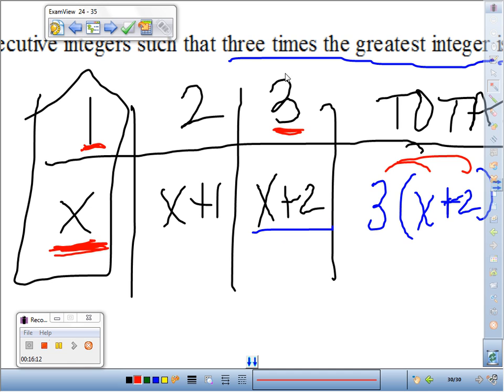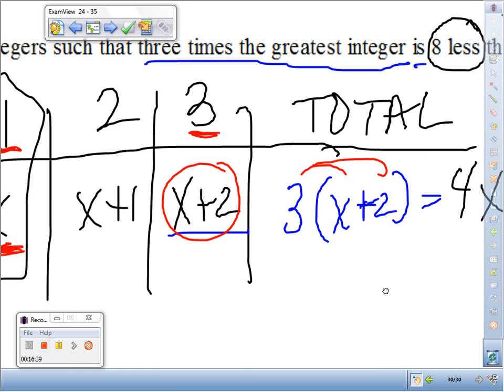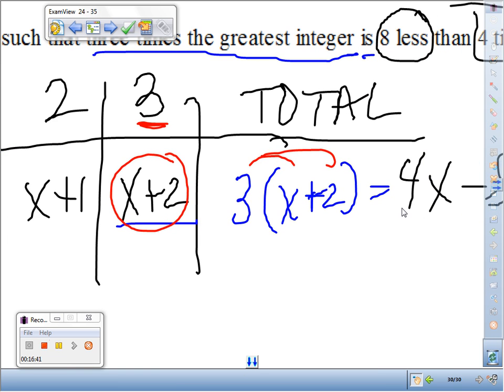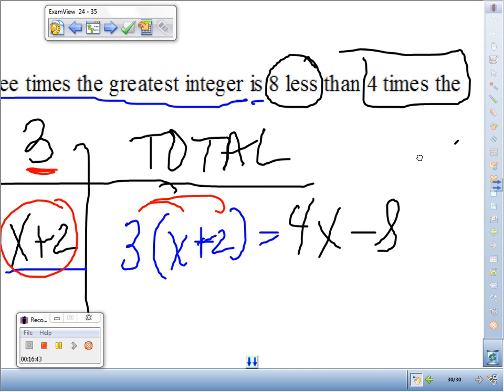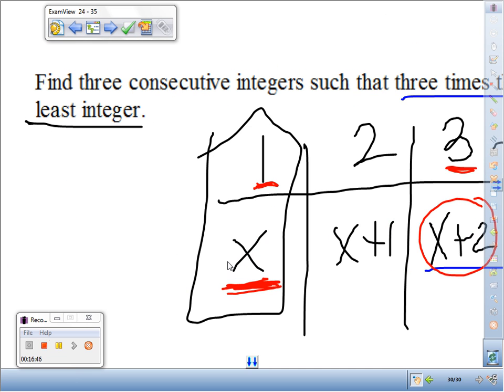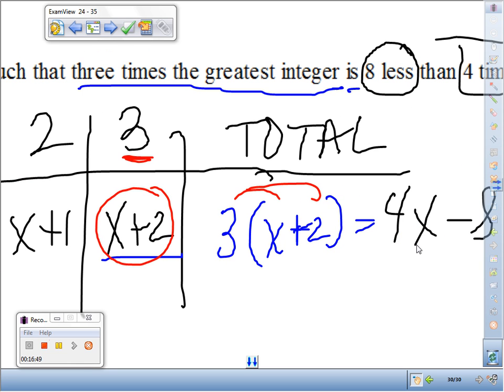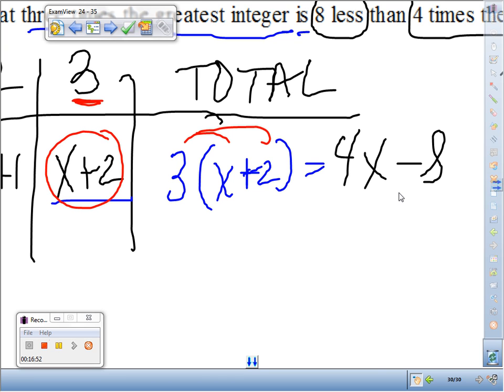Are we there so far? It says 3 times the greatest integer. So which of these 3 is the greatest? X plus 2. If it says 3 times, that means we put 3 parentheses and the greatest integer. Are we there so far? From there, that's equal. Then it says 4 times the least integer. That means 4x. And then it says 8 less, and that's how we get that. Yeah? And then from there we just solve.